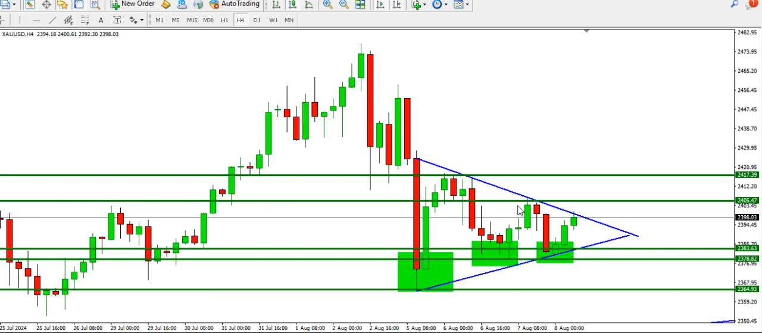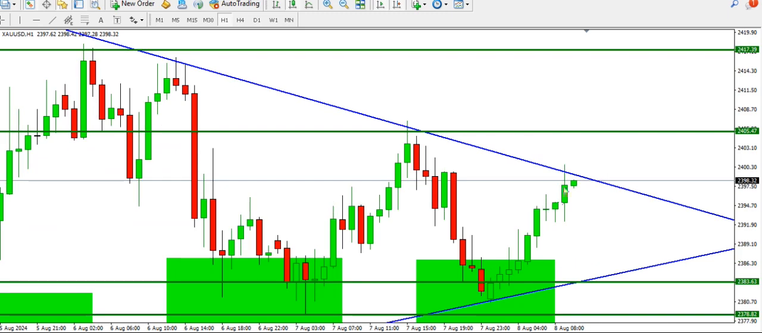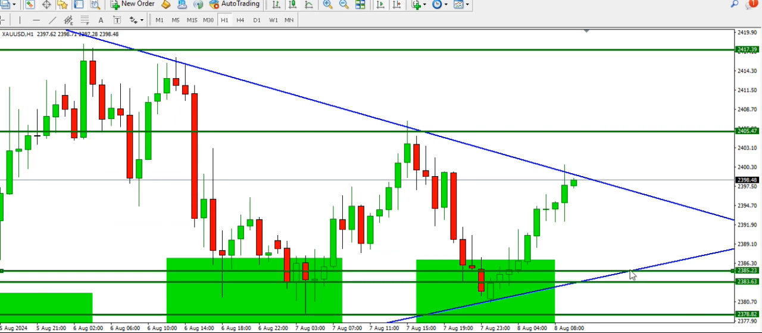On the 1-hour time frame, price is consolidating, but for now, bulls are trying to push price above this descending trend line that we plotted on the 4-hour time frame. You can see price testing the descending trend line, and price is currently attempting to close above that trend line. If it closes above this trend line, price might likely target 2405. But if price is unable to close above the trend line, price will likely drop to this particular spot.